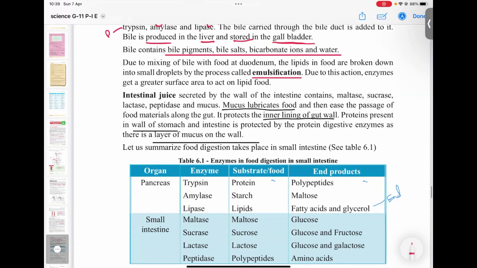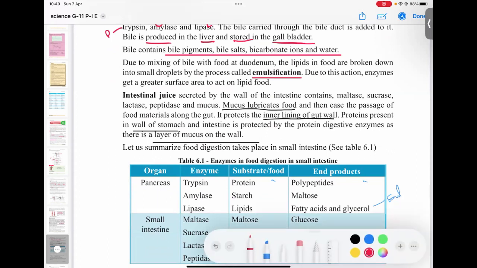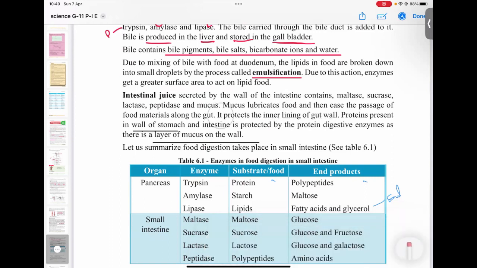Okay, then we have intestinal juice. So intestinal juice will have maltase. It's not O's, okay? It's A's. Whenever there's an enzyme, it's almost A's. So maltase, you have sucrase, you have lactase, you have peptidase, and mucus. You all know mucus. This mucus will lubricate the food so that it can be easily passed along the gut. Again, what is gut? That is also your digestive tract. Okay.